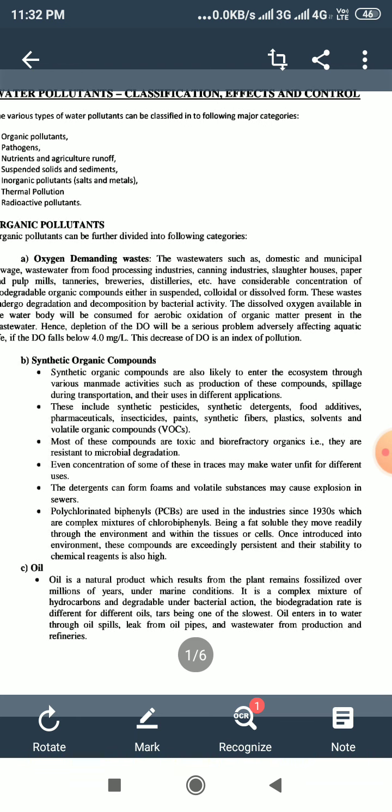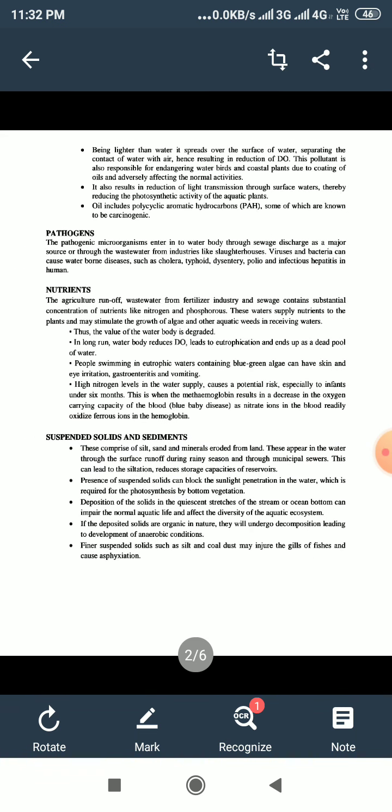Next is oil. Oil is a natural product which results from plant remains fossilized over millions of years under marine conditions. It is a complex mixture of hydrocarbons and degradable under bacterial action. The biodegradation rate is different for different oils, asphalt being one of the slowest. Oil enters into water through oil spills, leaks from oil pipes, and wastewater from production and refineries.